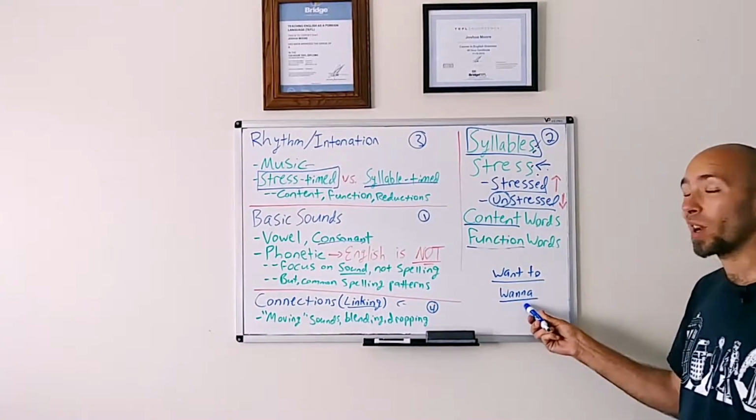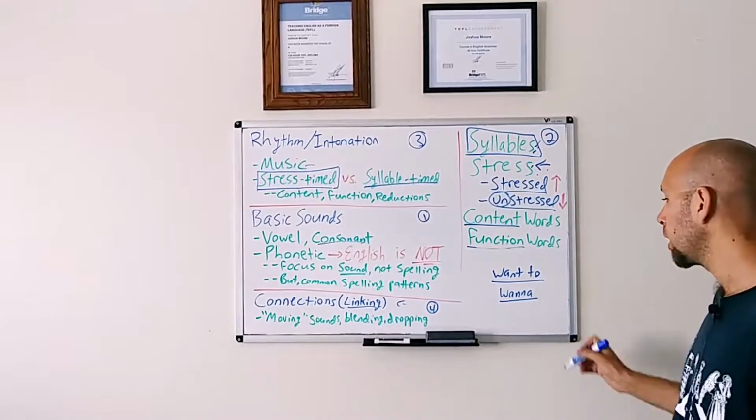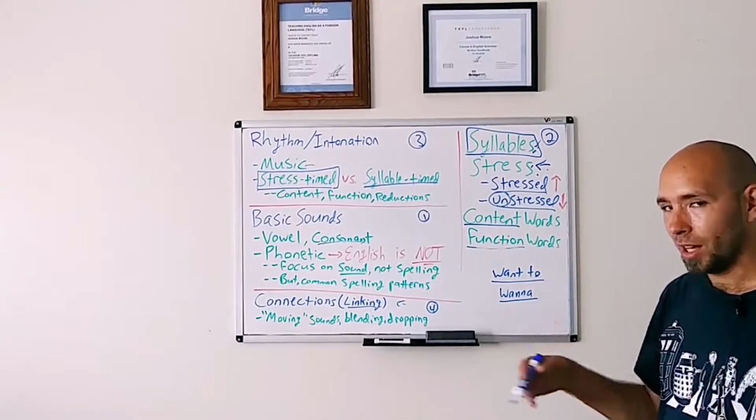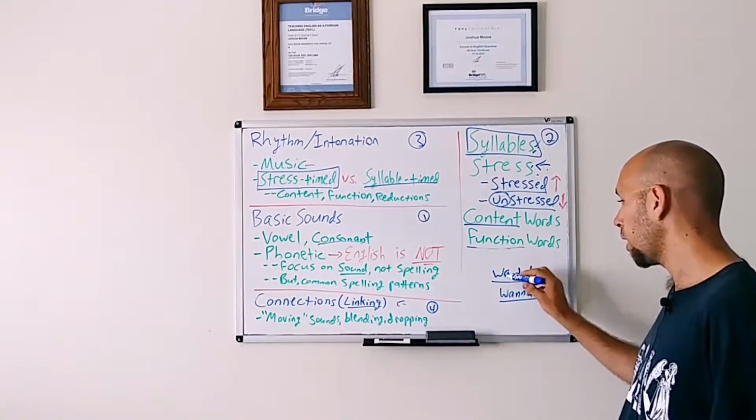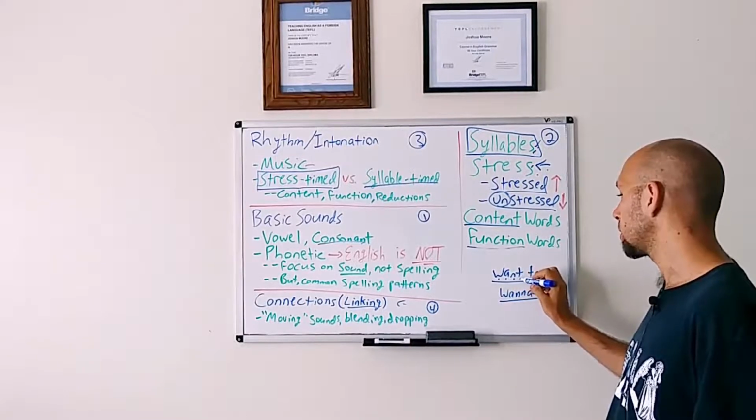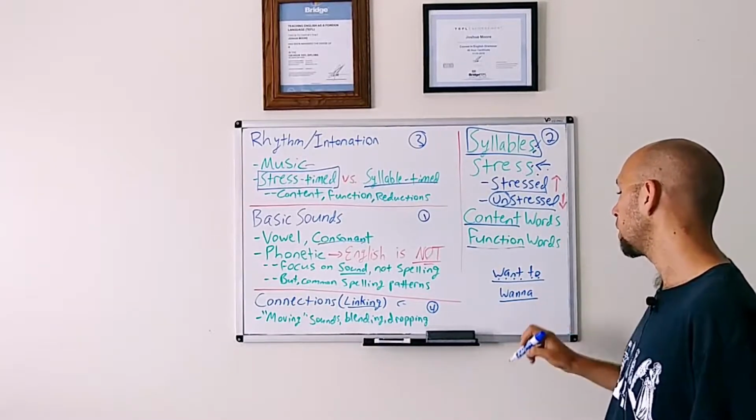You're never supposed to write that. It looks very informal, but if we were to write it, this is how a native speaker would naturally write it, but it's just wa, na. So the basic sounds, instead of w, a, n, t, u, we actually get w, a, n, t, u.